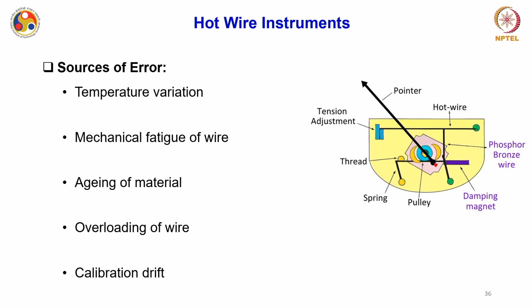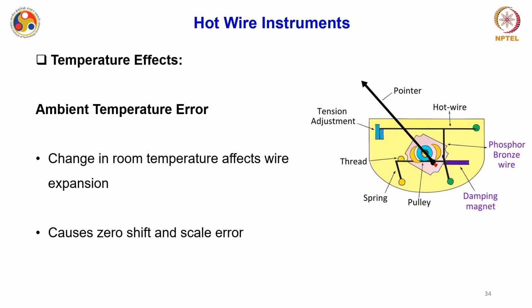There are other sources of error, like mechanical fatigue of the wire, aging of the material, overloading of the wire, as well as calibration drift. But let's see this ambient temperature error first. Say your instrument is kept inside a room. Ideally it is expected to behave in a similar fashion in room A and room B, because the user is not aware that the device is very vulnerable to temperature.